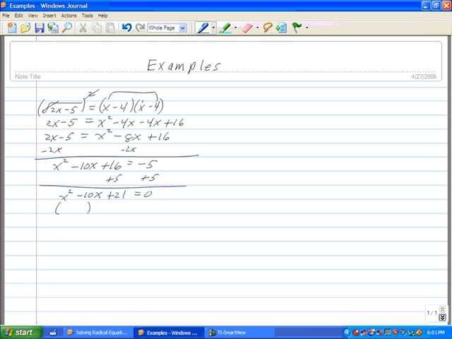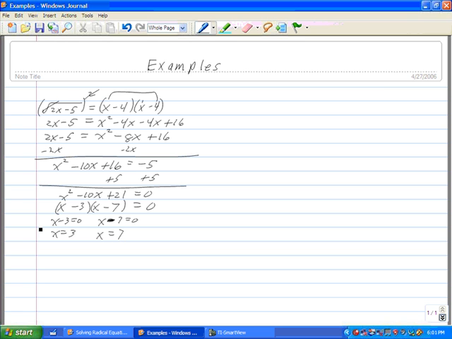Now, factoring. This is why we were so persistent in our factoring previously. A minus 3 times a minus 7 gives you positive 21 and adds to be negative 10. So I set each factor equal to 0. You should be getting proficient at this by now. Oops, this should have been a minus. x minus 7 equals 0. You get an x equals 3 and an x equals 7.